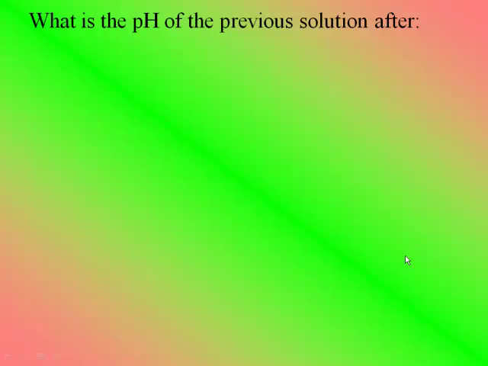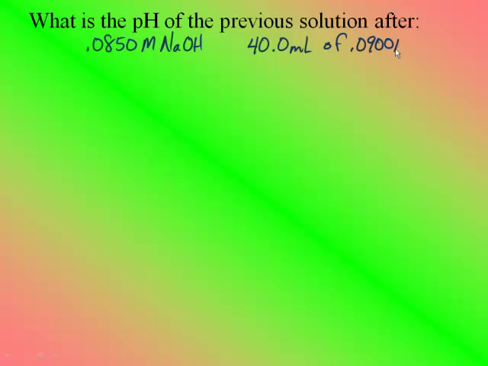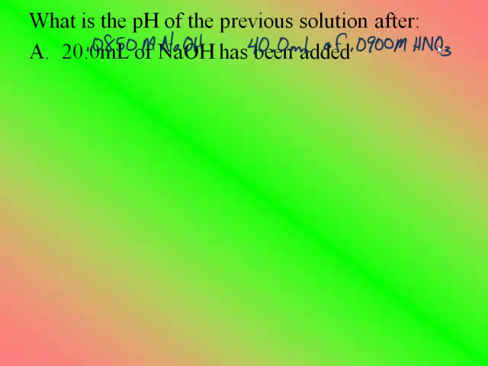So the question here is, what is the pH of the previous solution? The solution I just had on the screen, which was 0.0850 molar NaOH combining with 40 milliliters of 0.0900 molar nitric acid. Okay. It says 20 milliliters of sodium hydroxide have been added. So they want to know what is the pH after I've added 20 milliliters of base.